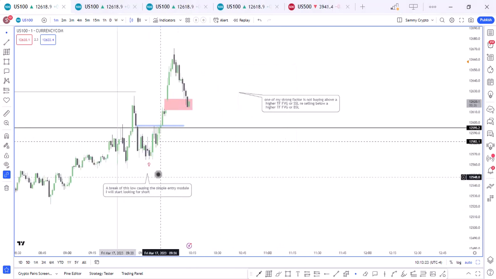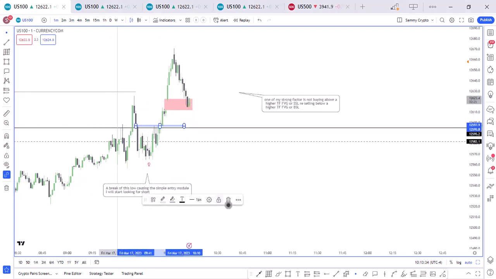You don't just go to the chart looking for anywhere you see the OT or the simple entry module and start entering for short or buy. That's not how it's done.